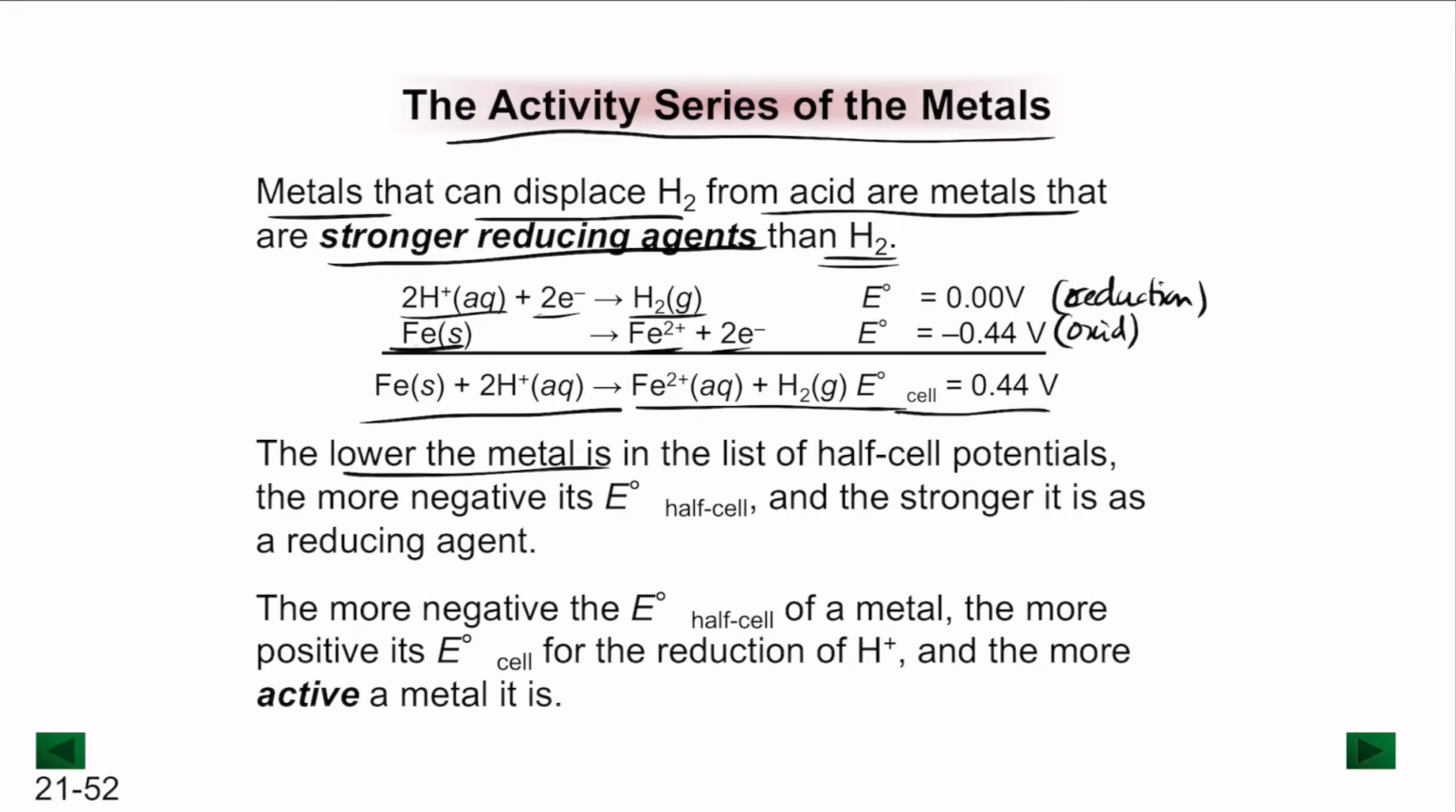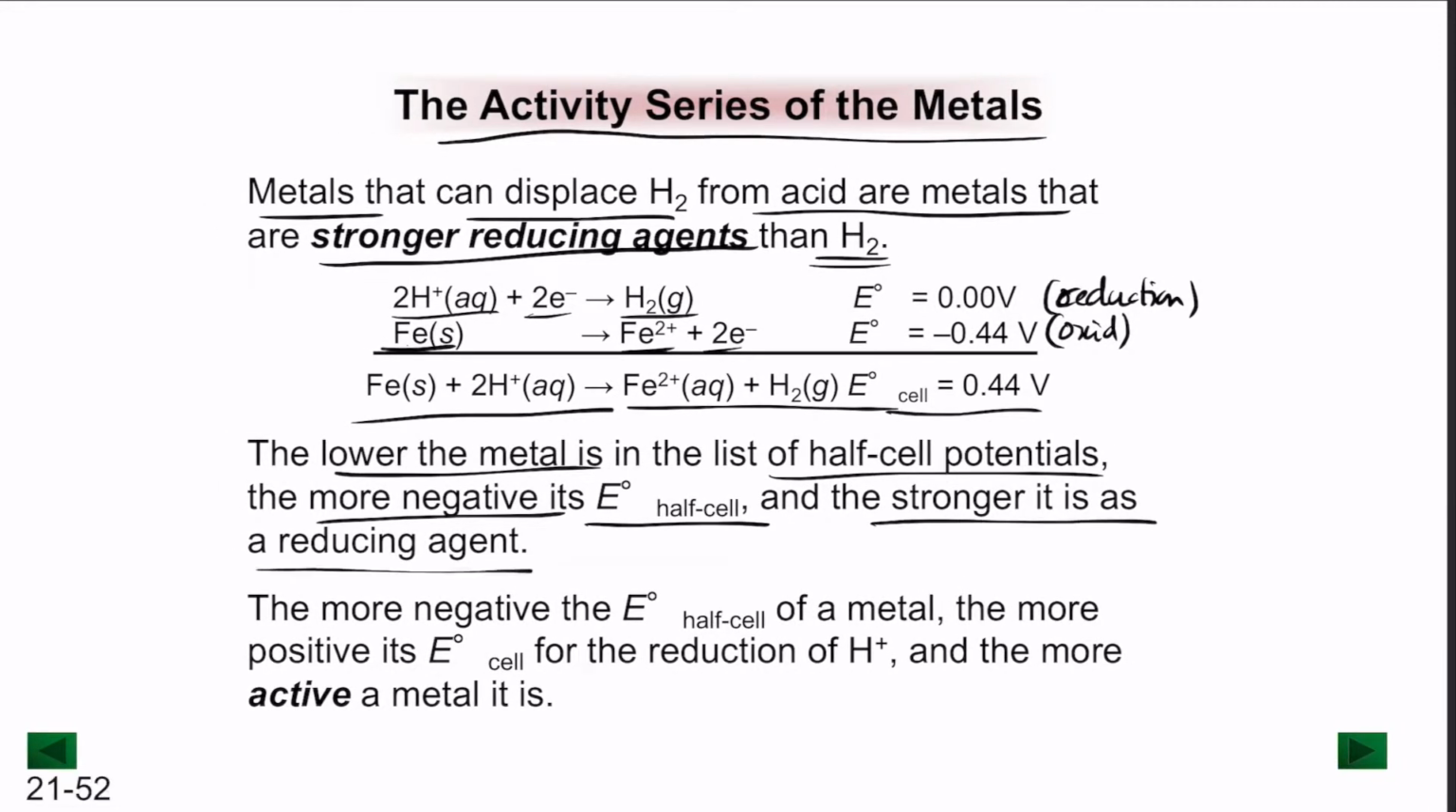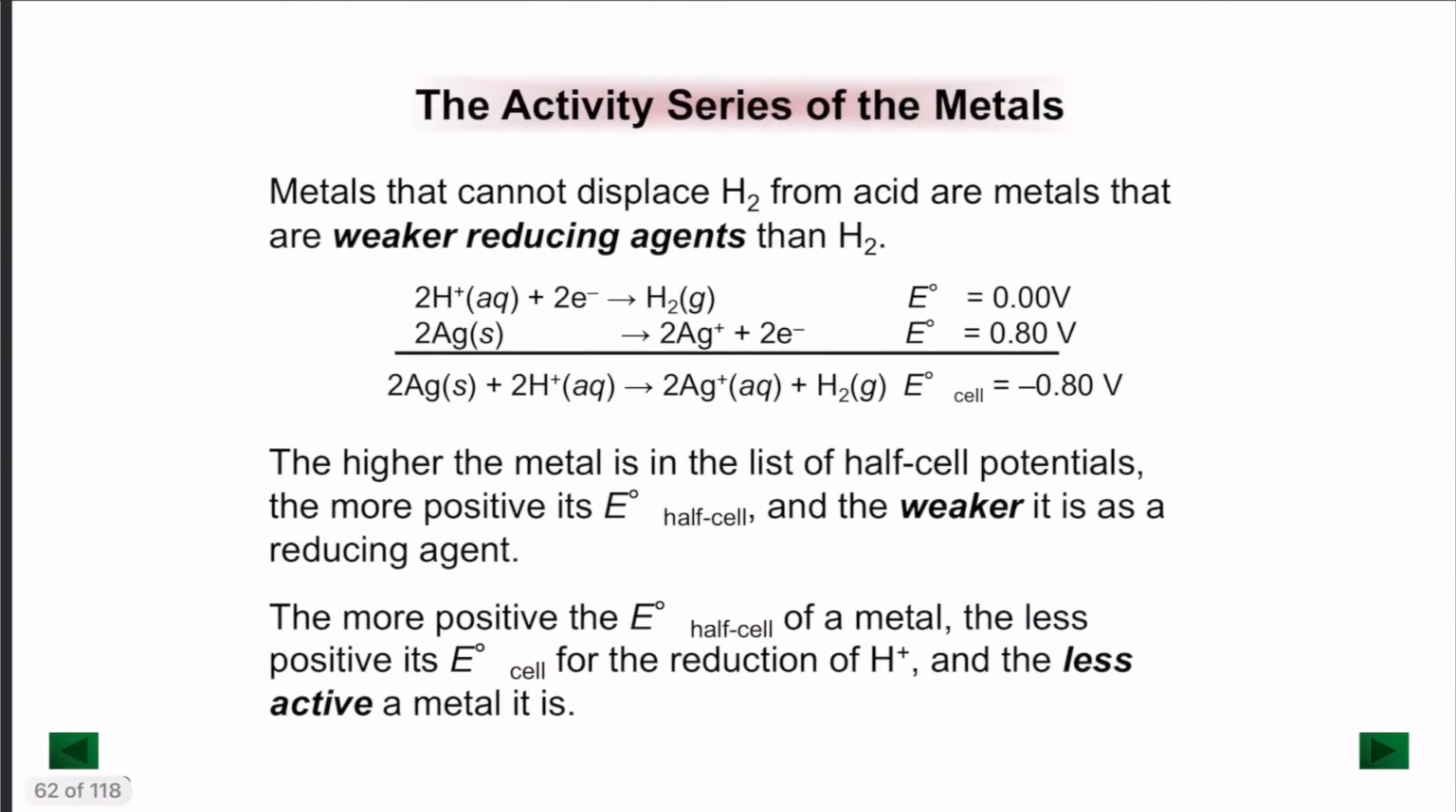So the lower the metal is in the list of half cell potentials, the more negative its half cell value, the stronger it is as a reducing agent. So the more negative its value, the stronger the metal is as a reducing agent. So the more negative the E of the metal, the more positive its E cell value for the reduction of H plus, the more active a metal it is.